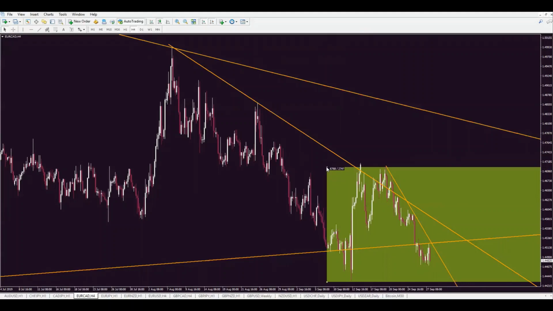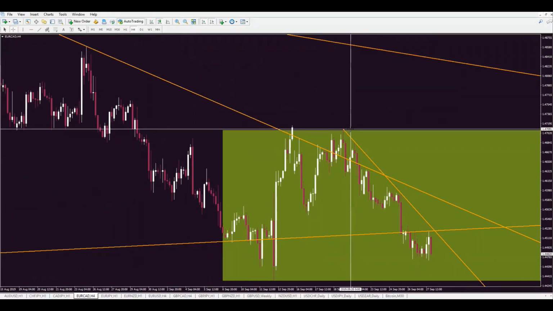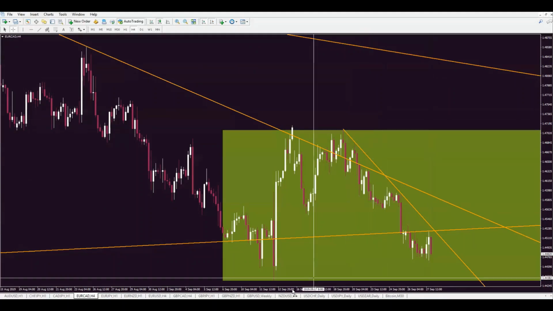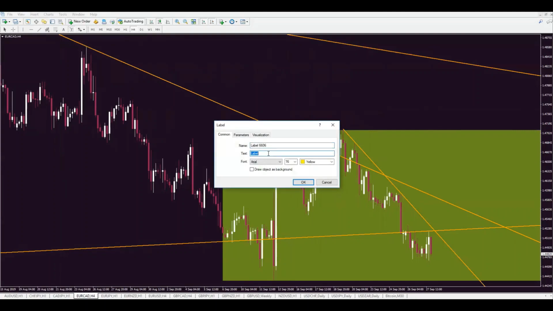So for this week, the only adjustment would be here. I'm still waiting for a break of this one. If I get a strong break above this point, I will buy. Strong break below this point, and I'll sell. All right, so strong break above, strong break of the zone to either side.